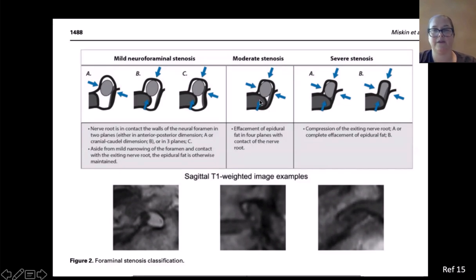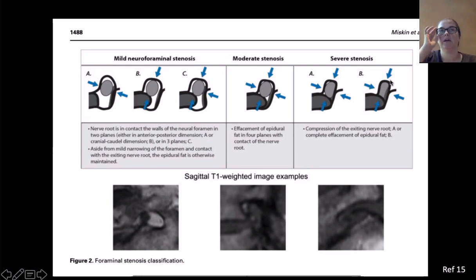Moderate, same thing. You've got effacement of the epidural fat, or you've got contact of the nerve in two planes. So not just one, not just three, two. I guess technically here it's two planes in that it's one plane being AP and one plane being craniocaudal, but touching the nerve on three sides and effacing the fat. That's moderate. And then severe, you've got compression of the nerve, you've got obliteration pretty much entirely of the fat.